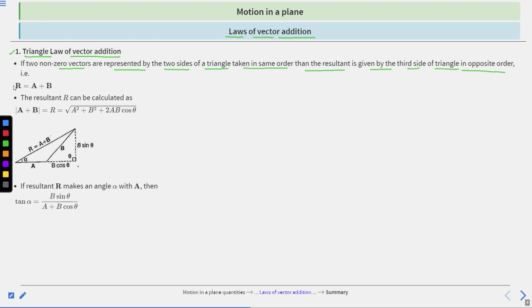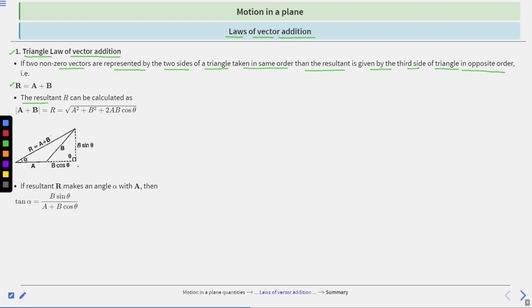That is R equal to A vector plus B vector, where R is the resultant vector, as shown in this diagram. Suppose this is the A vector and this is the B vector. The resultant vector of A and B acts in the opposite direction. So R equal to A plus B.